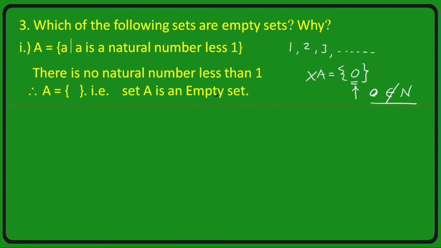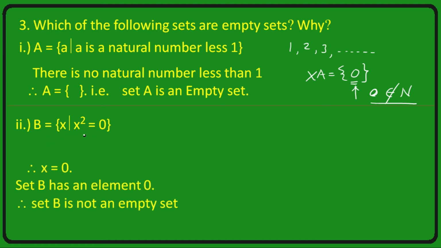Second example is given like this, set B of all x such that x square is equal to 0. Let us try to solve the equation x square is equal to 0. x square is equal to 0 means x is equal to 0, because the square of 0 is equal to 0, like this, 0 square is equal to 0 into 0, and that will be 0. Hence the value of x is equal to 0, which means in the set B there is an element and that will be 0.